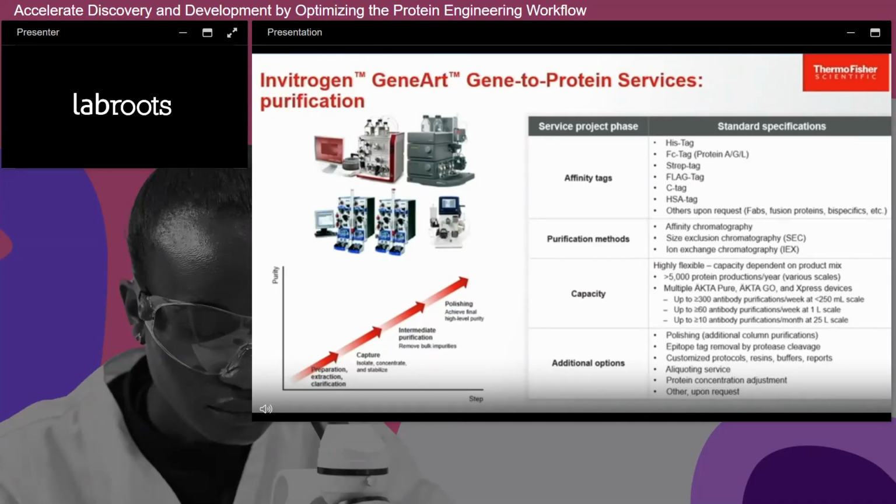Concerning the purification step, again, depending on the scale and depending on your needs, we can go with several steps. Affinity is the first one. We can do ion exchange, or we can even have a polishing step through gel filtration if you require this.